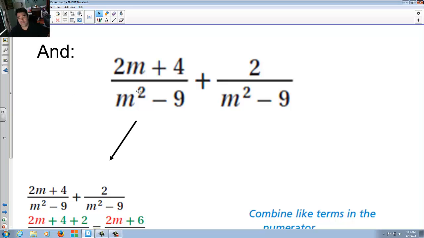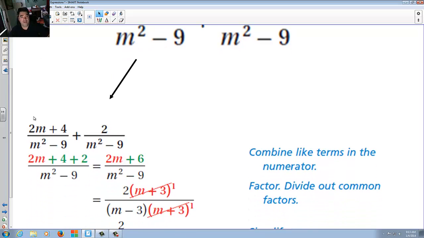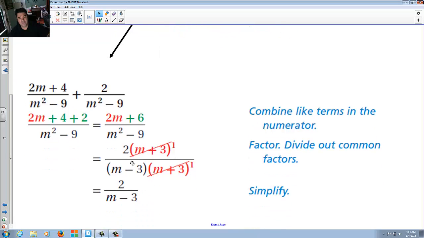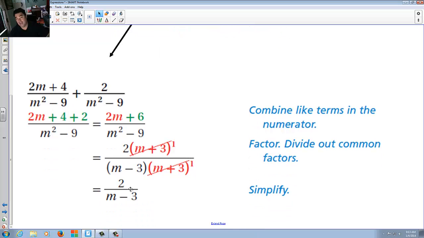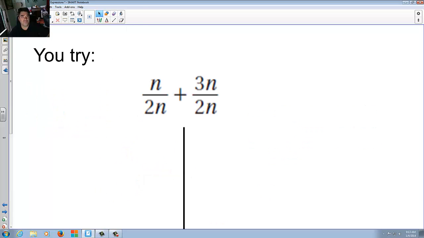And 2m plus 4 over m squared minus 9 plus 2 over m squared minus 9, they're both being divided by m squared minus 9, so add these together. 2m remains the same, 4 plus 2 is 6. Divide 2 out of the top to get 2 times m plus 3, and this splits into m minus 3, m plus 3. These cancel, leaving 2 over m minus 3. Again, if you were to include exceptions, you would say m does not equal 3 or negative 3, but I'll stop saying that because they're not asking for it here.